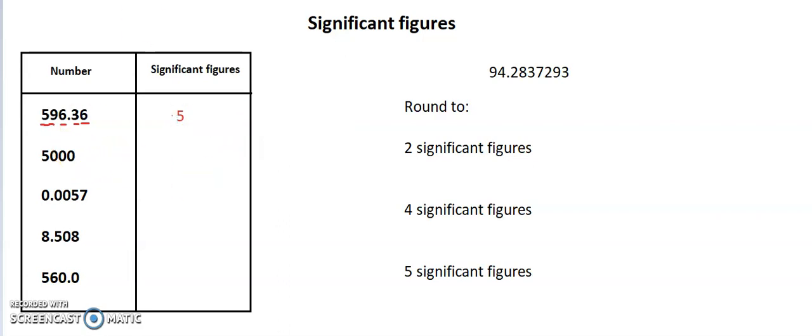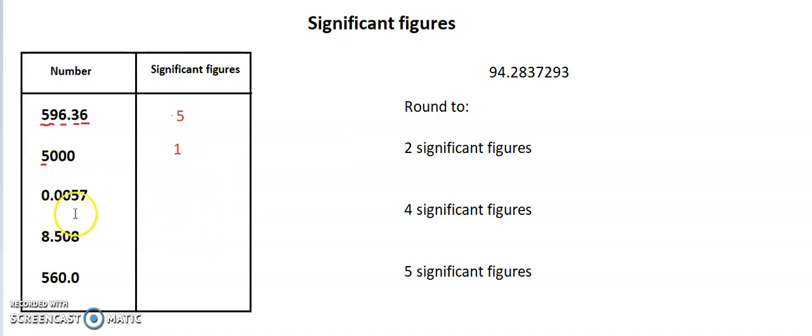If we look at 5,000, it's just zeros. It's telling us it's 5,000, but the only significant figure we have is 5. If the zeros were on the right hand side of the decimal, then it would be part of it. So it's just one significant figure.